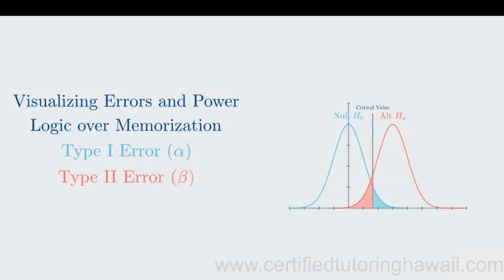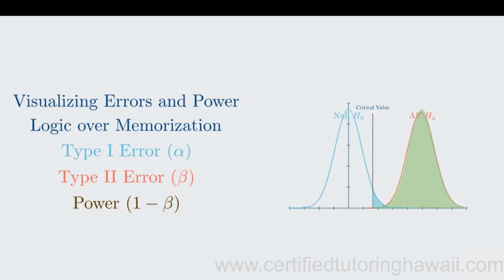Now look at the alternative curve. If the alternative is true, but our sample mean falls to the left of that same vertical line, we fail to reject the null. This area is beta, the probability of a type 2 error. The remaining area under the alternative curve, the success zone where we correctly reject the null, is our power. Notice what happens to that power area as the true mean moves further away from the null mean. The curves separate, beta shrinks, and the power area grows. This illustrates why a larger effect size makes a test more powerful.